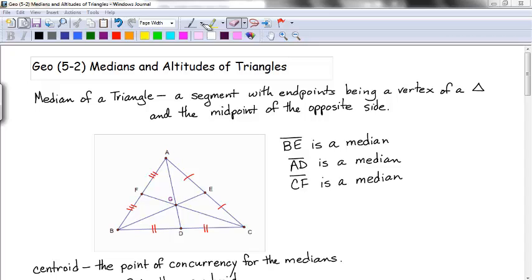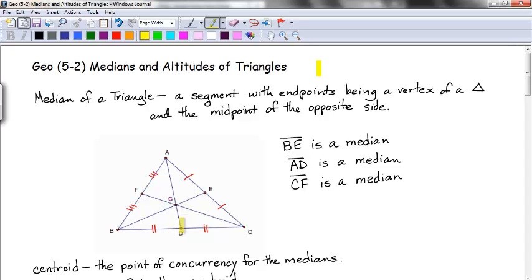Okay, it's a segment with endpoints, one being a vertex of a triangle. Okay, so it starts at the vertex of a triangle, and then it connects to the midpoint of the opposite side.